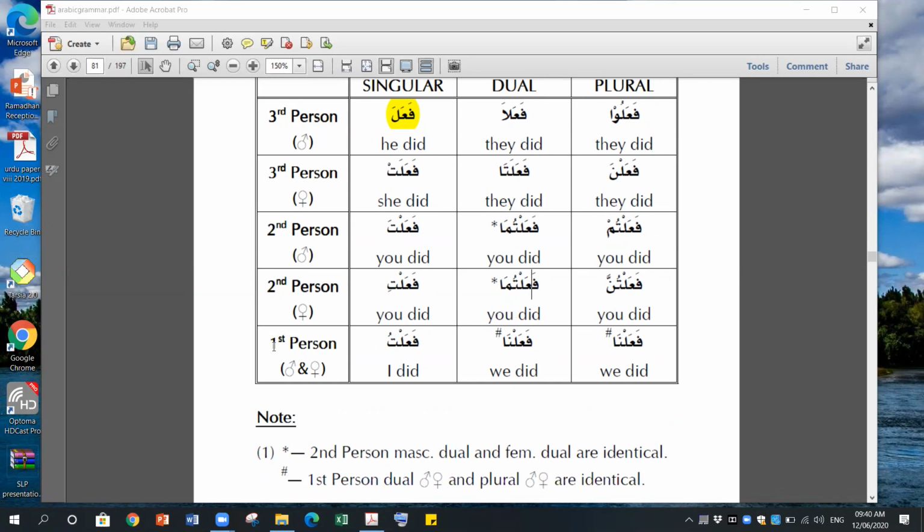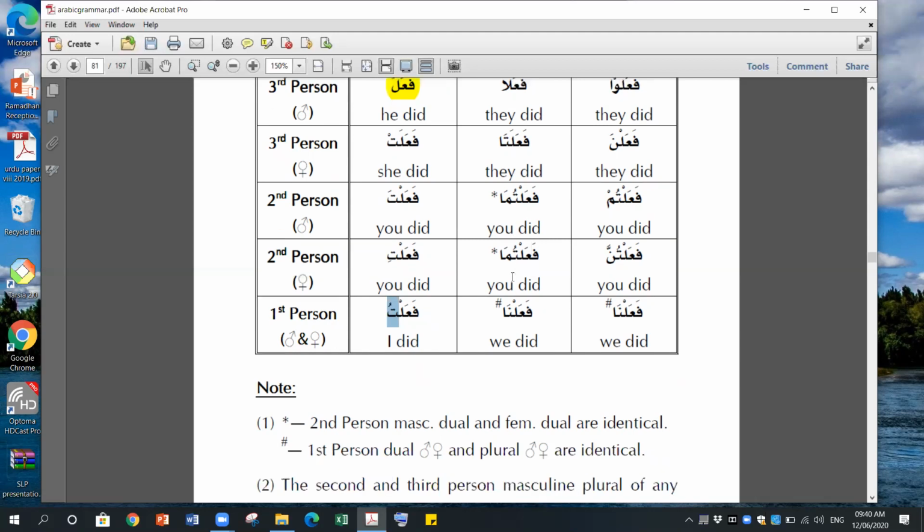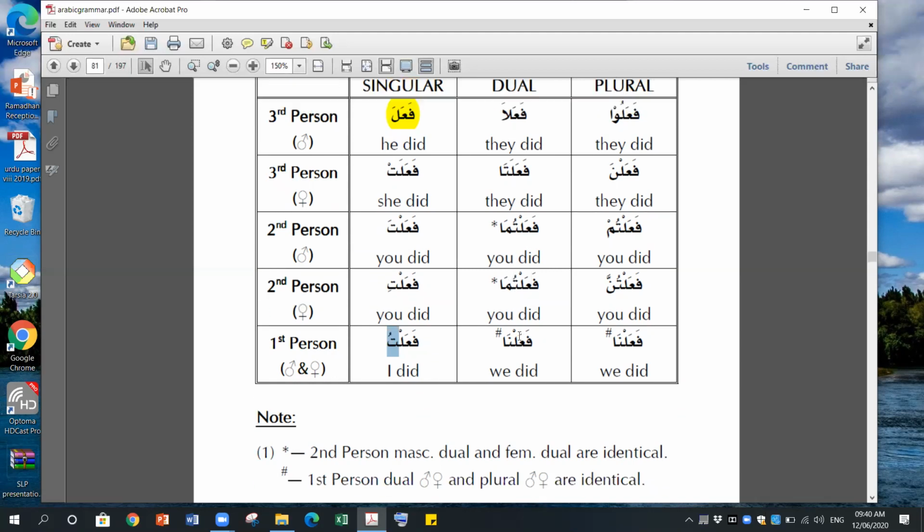The last is the first person, and that is fa'altu. What is added? Again there is ta, but with dhamma. Fa'altu, I did. Fa'alna is the same for singular, dual or plural. Fa'alna, we both did, we all did.